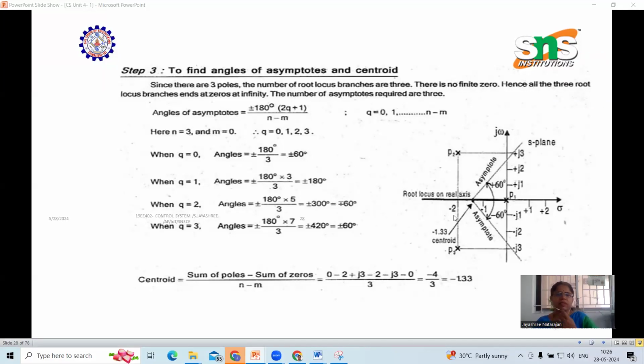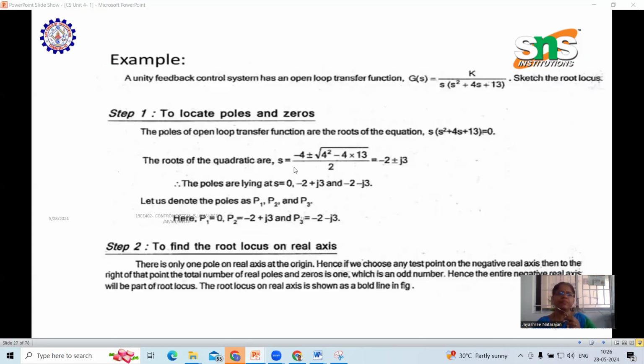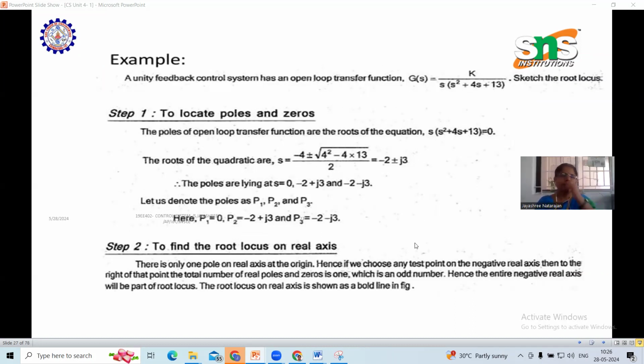So we continue with the same problem. First step is to find the number of poles and zeros. There are 3 poles. Second step is to find the root locus on the real axis. There is only one pole on the real axis, at the origin.